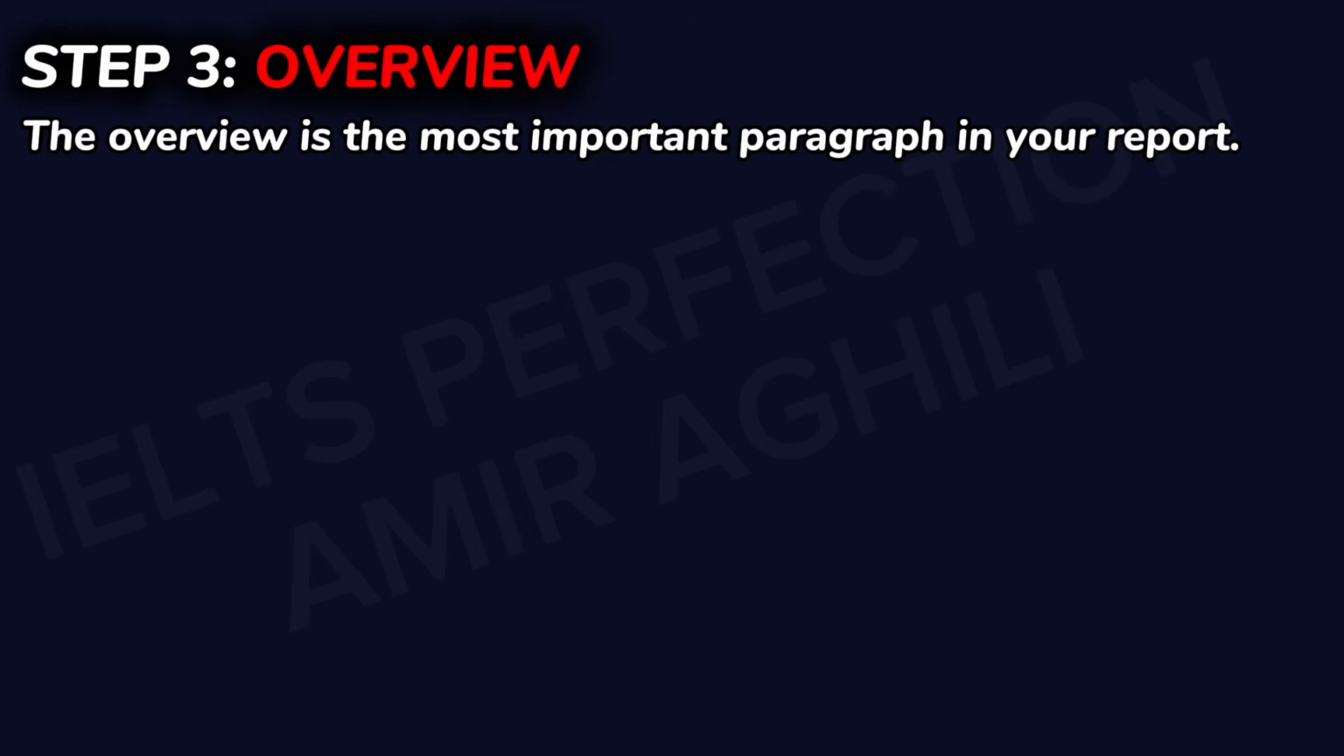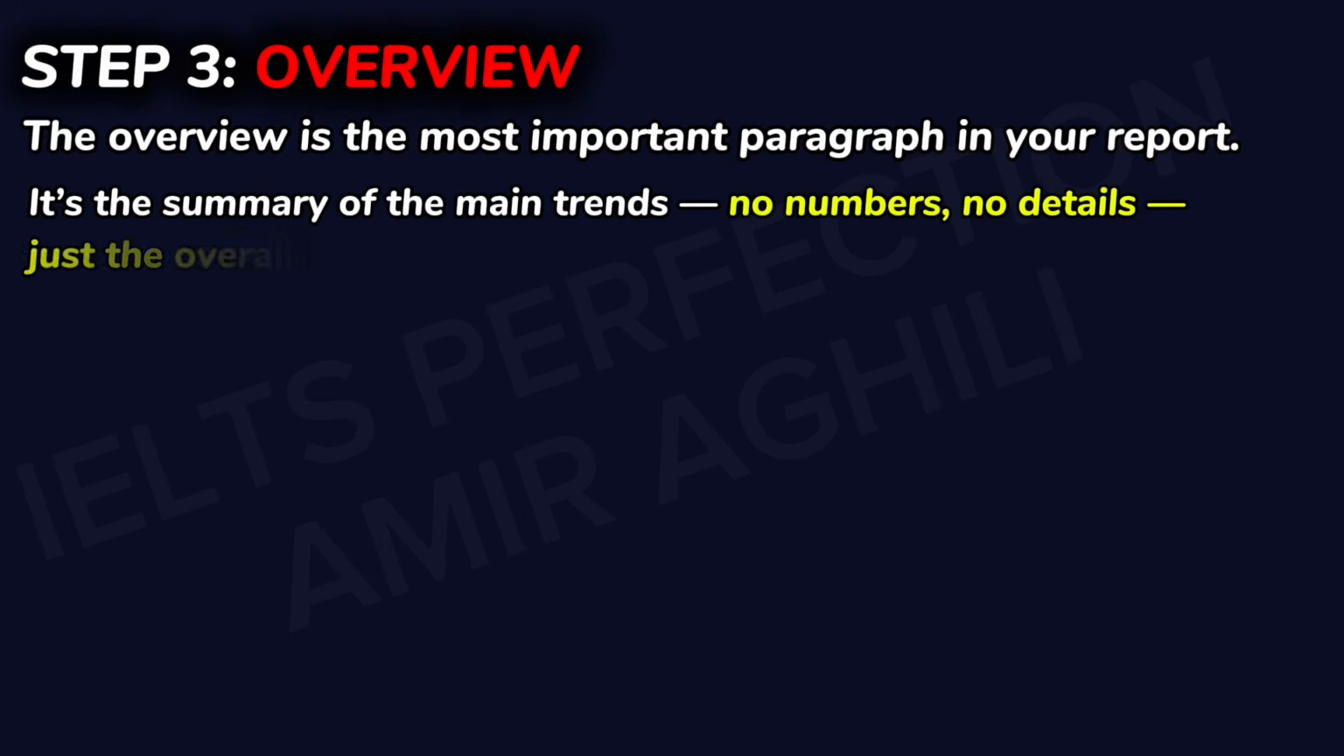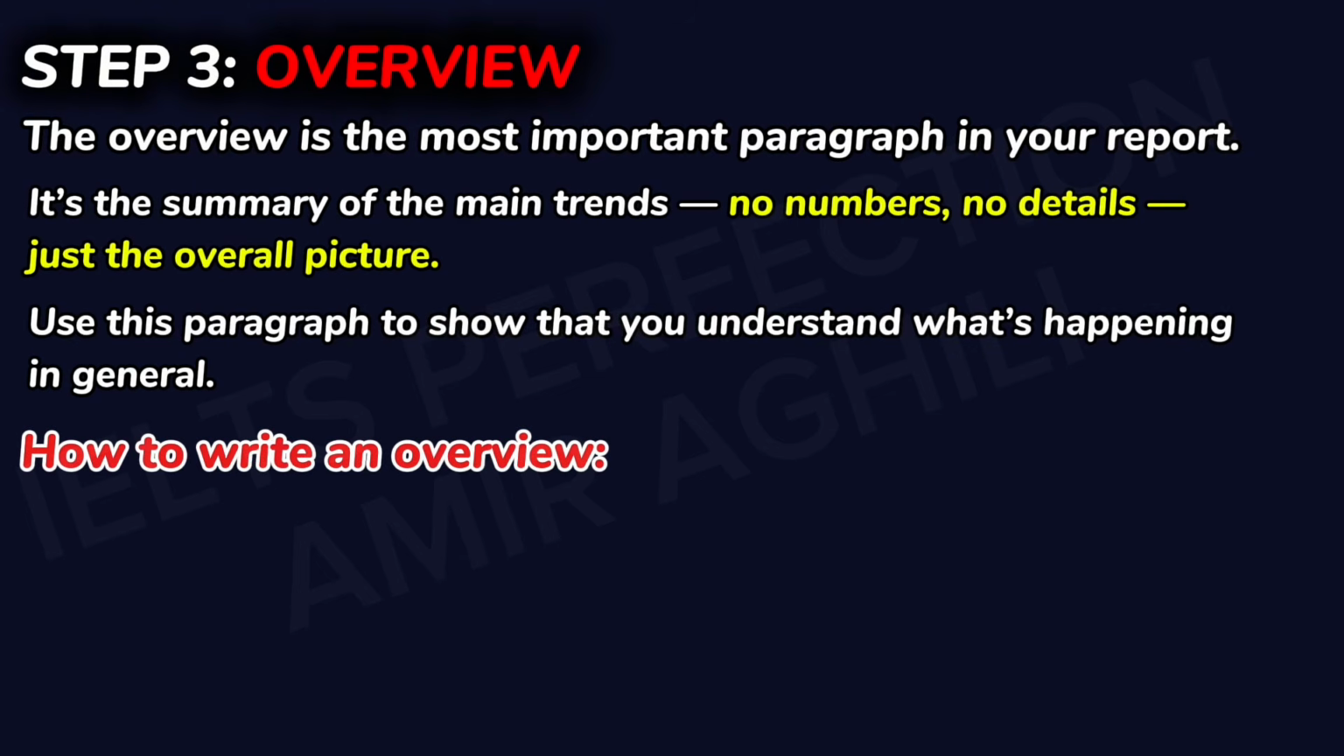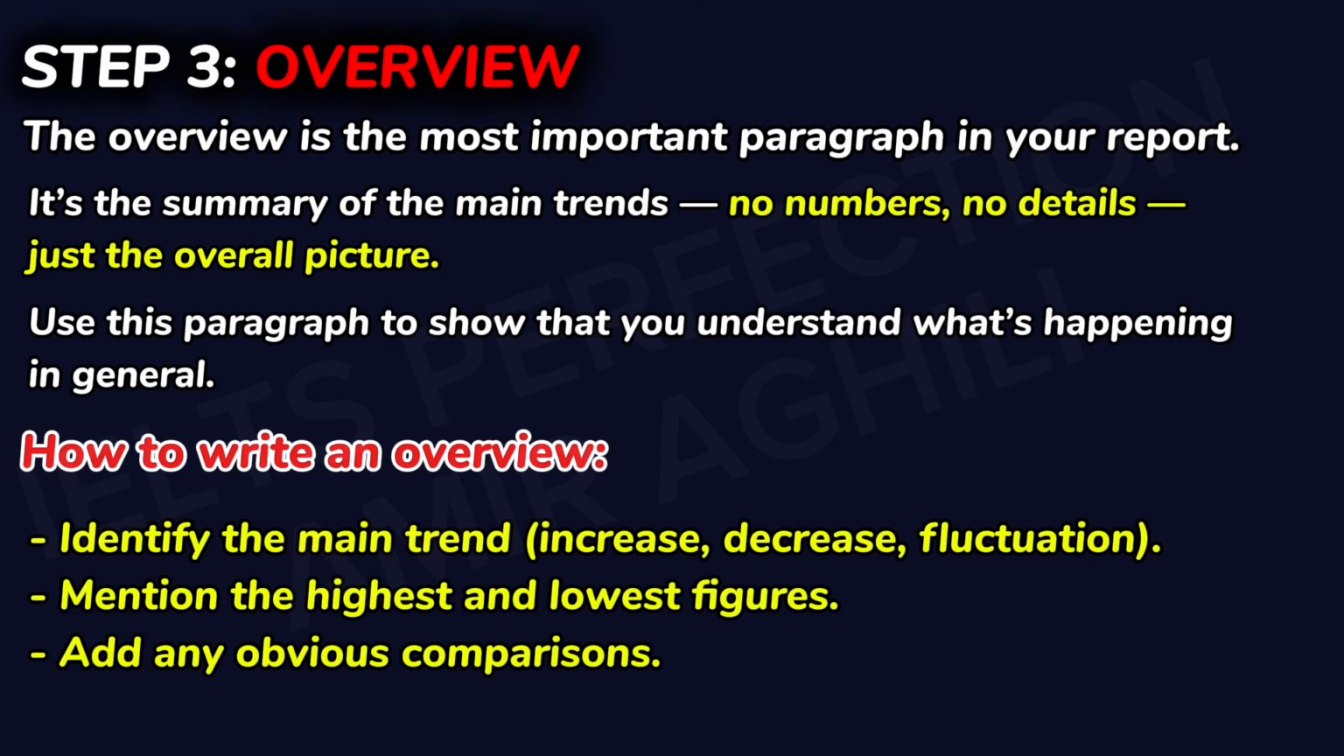Step 3. Overview. The overview is the most important paragraph in your report. It's the summary of the main trends. No numbers, no details, just the overall picture. Use this paragraph to show that you understand what's happening in general. There are 3 main steps to write the overview. Identify the main trends. Is the trend increasing, decreasing, or fluctuating? Mention the highest and lowest figures, and add any obvious comparisons.